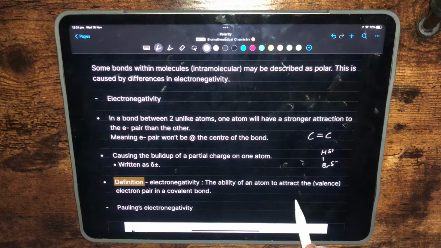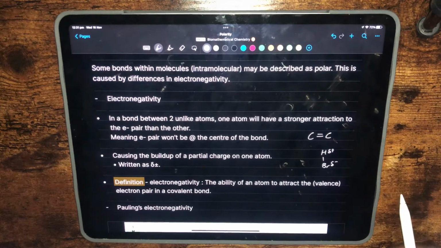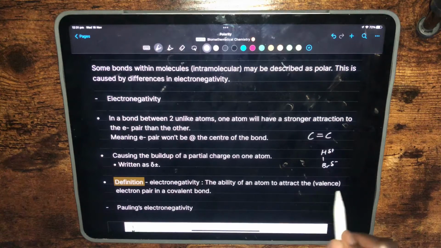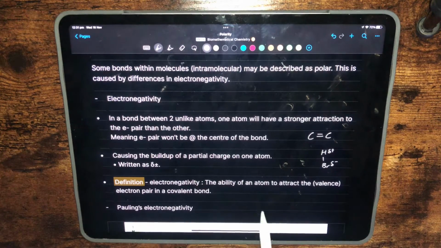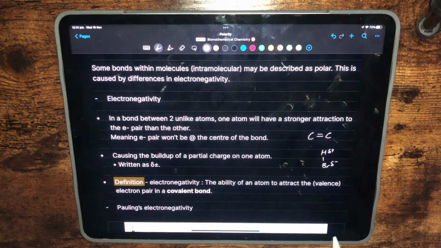Valence means the electrons that would react with another compound, but you don't need to say this valence part. It's the ability of an atom to attract an electron pair in a covalent bond. You have to say in a covalent bond, because everyone remembers the ability of an atom to attract the electron pair, but it's not the full definition. It's the ability of an atom to attract the electron pair in a covalent bond.